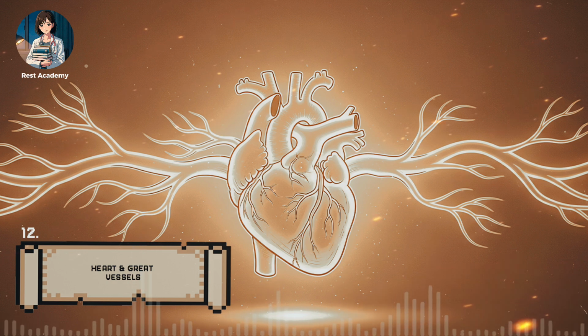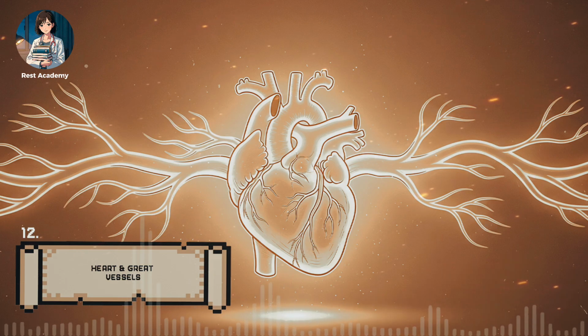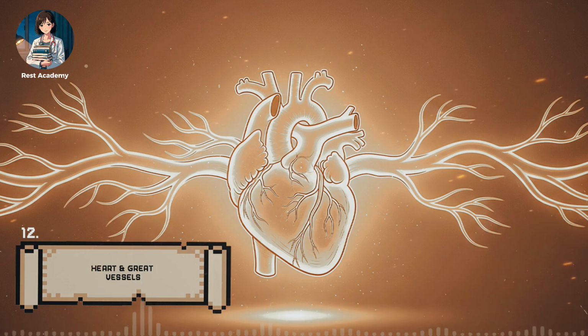Yet the mental image remains a four-room pump with swinging leaflets, powered by synchronized depolarization, supplied by surface arteries, and linked to trunks that distribute and return blood. A vignette illustrates the map. A middle-aged person develops sudden left-sided chest pressure, radiating to the left arm with sweating and nausea. The symptom pattern raises concern for myocardial ischemia. The coronary distribution explains why supply restriction produces pain.